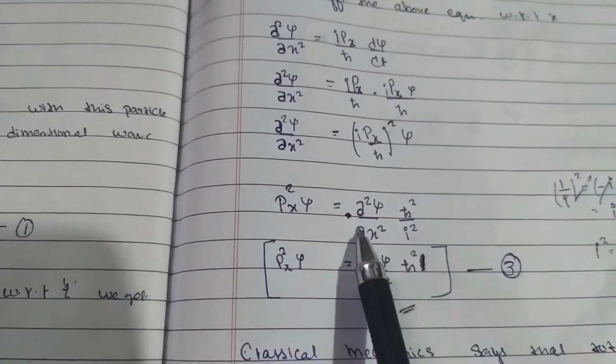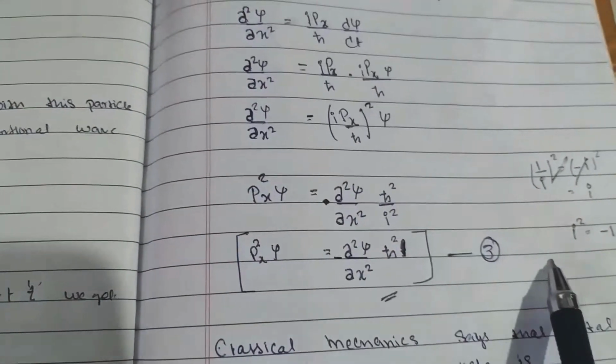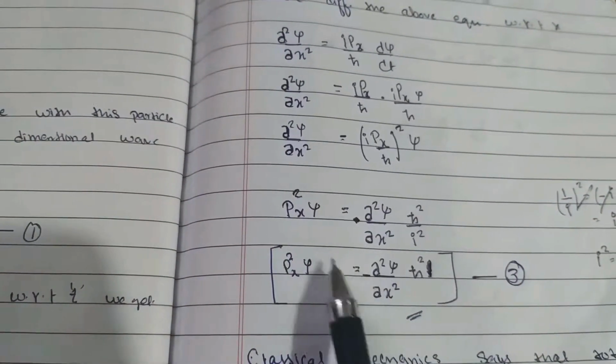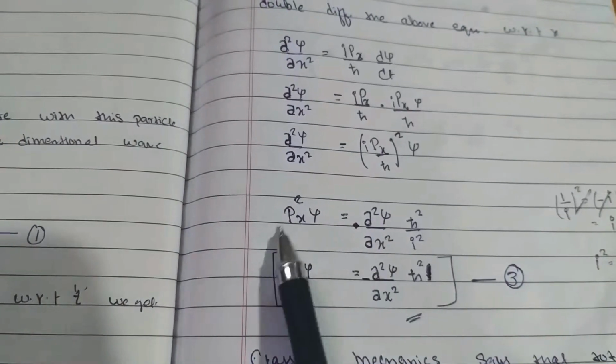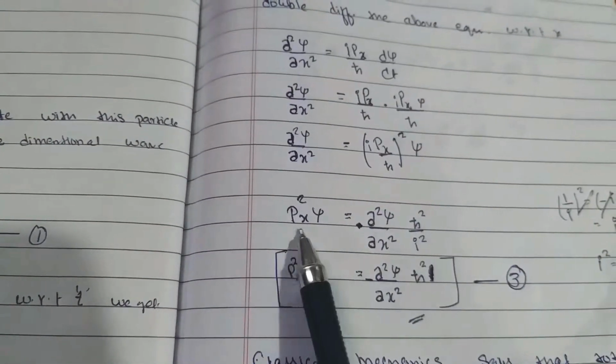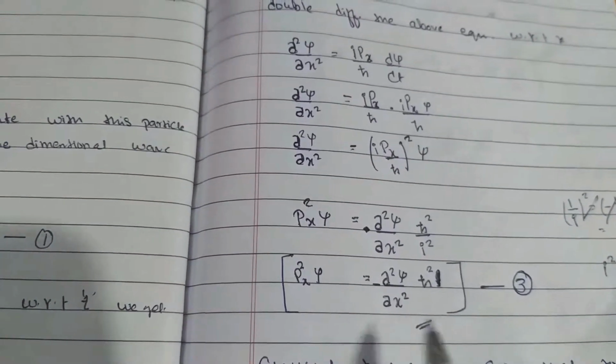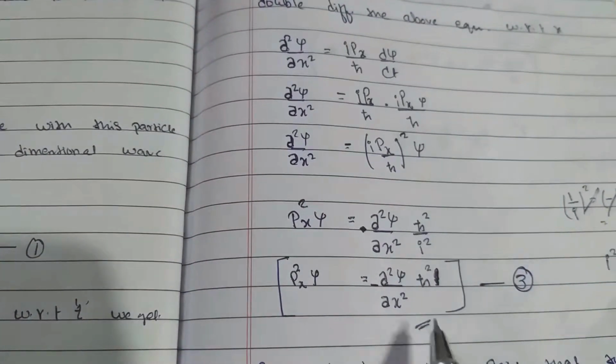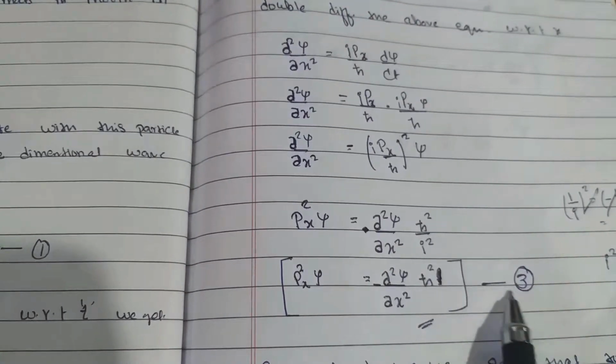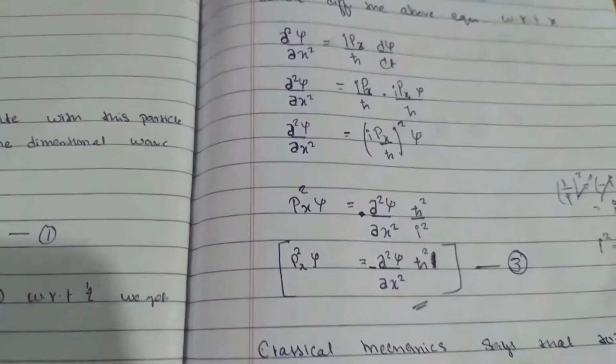And the square of i is minus 1, so this portion becomes minus 1. So when we multiply both sides with minus 1, we get this portion as minus. So I have written it directly. I hope you will understand it. We can write this as equation 3.